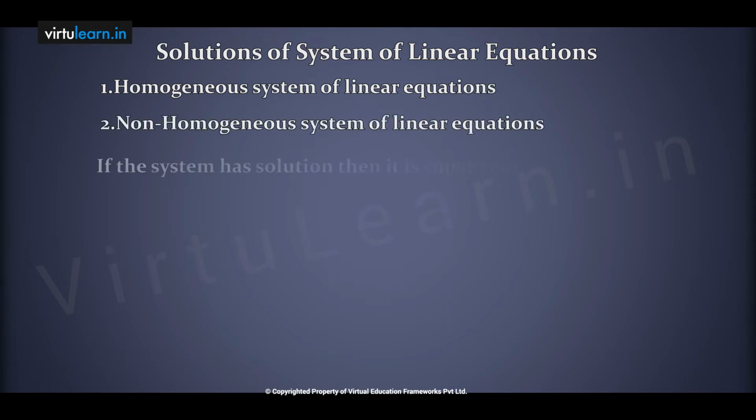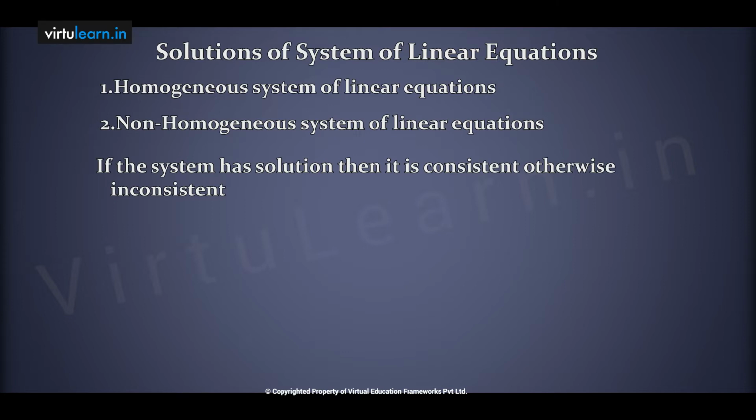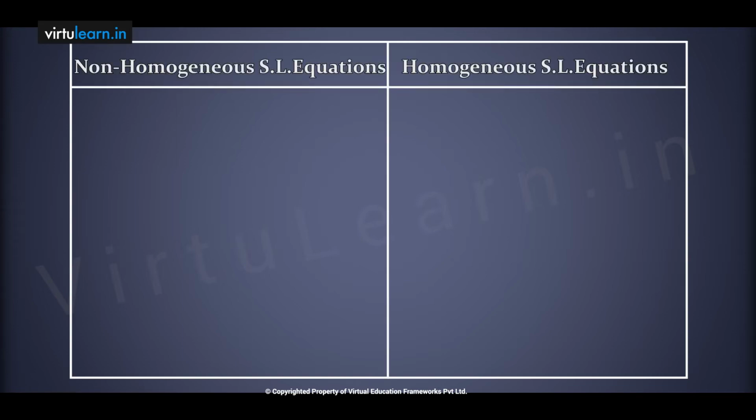Now, if the system has a solution, then it is consistent, otherwise inconsistent. Means if any system has a solution, that system is called a consistent system. If the system has no solution, the system is called inconsistent. Now I am writing here separately non-homogeneous system of linear equations and homogeneous system of linear equations solutions. What type of solutions exist for these?